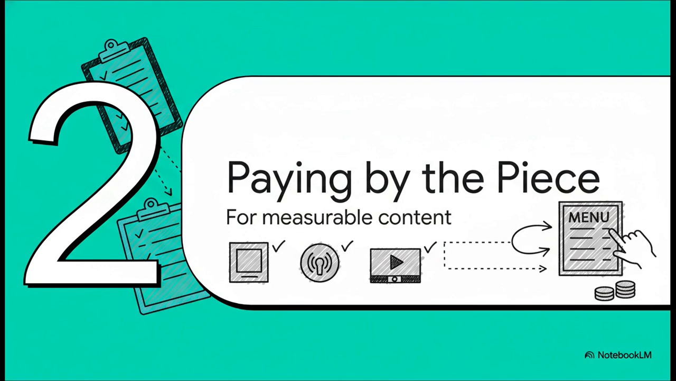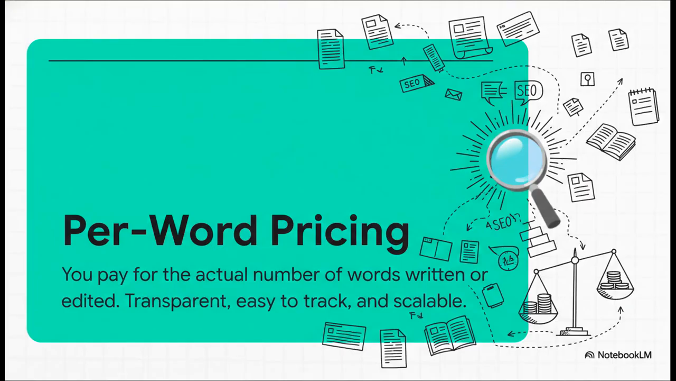Okay, let's start with our first category. This is for those projects where you can just count the output. Think of it like ordering from a menu. You know exactly what you're getting, and you pay for each specific item. Simple as that. First up is the per-word model.